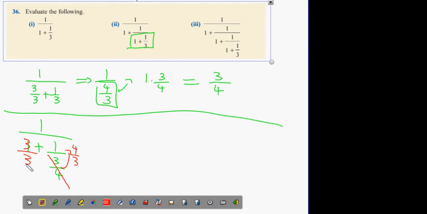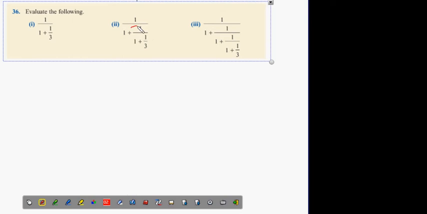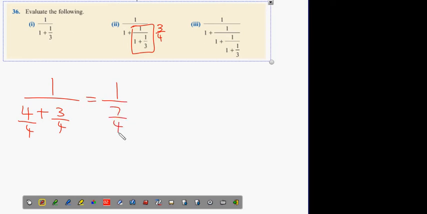The answer is 3 over 4, right? Yeah. Okay, just give me a sec. Sorry, guys. Sorry, that's 3 over 4, is it? Yeah, sorry, you're right. 1 plus 1 plus 3 quarters. Sorry, my bad. What can we change the number 1 into? 4 over 4. And then it's going to be 1 divided by 7 over 4. What's 1 divided by 7 over 4? 1 multiplied by 4 over 7, which is 4 over 7.